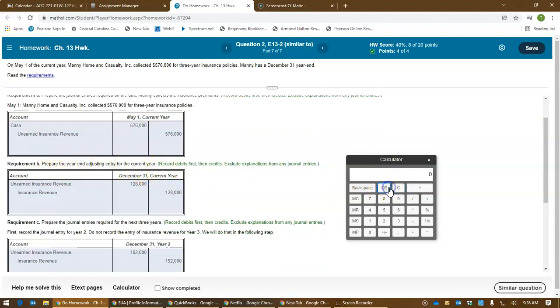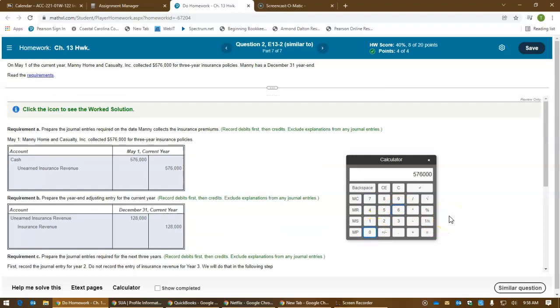All right, letter B, prepare the year-end adjusting entry for the current year. Well, let's find out how much the insurance policies are for each month. So the total was $576,000 for 3 years. So let's divide that by 36 months, which is 3 years. That gives us $16,000.